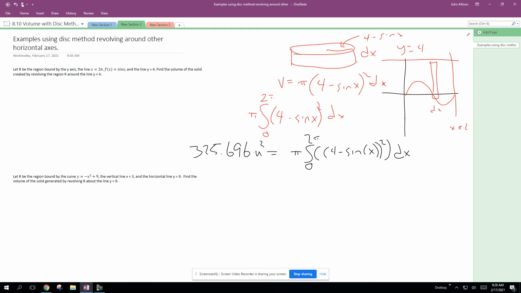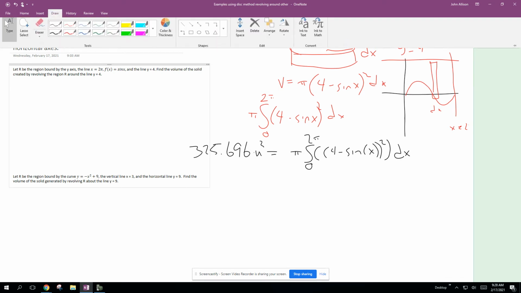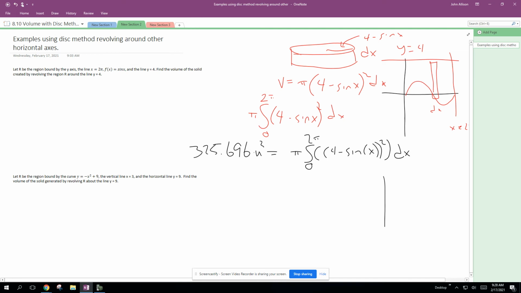That's one example. Let's do another example. Let R be the region bound by the curve y equals negative x squared plus 9, the vertical line x equals 3, and the horizontal line y equals 9. And we're going to find the volume of the solid generated by revolving R about the line y equals 9. So again, I'm going to start with a graph.